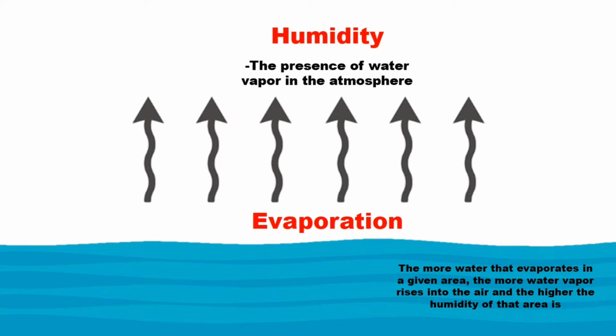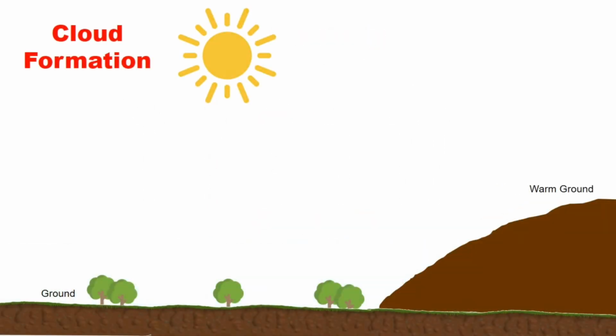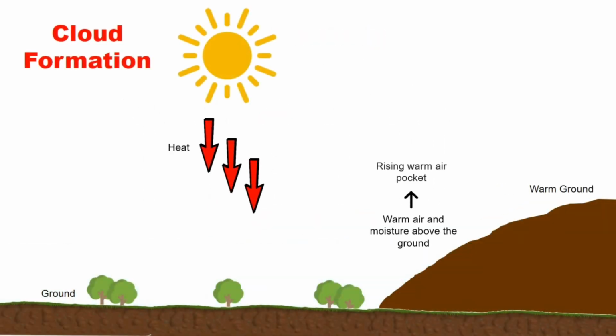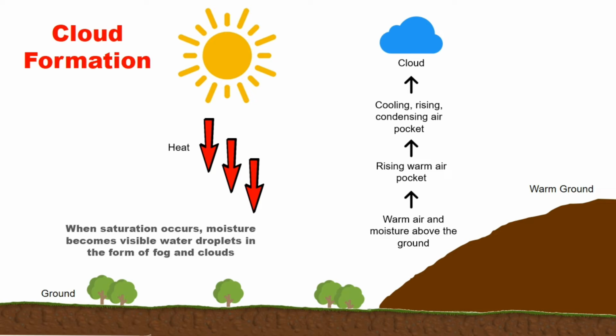This time, let's look closer at the formation of clouds, rains, and deserts. Clouds are formed when the air contains as much water vapor as it can hold. It is called the saturation point, or where the relative humidity is 100%. When saturation occurs, moisture becomes visible water droplets in the form of fog and clouds.